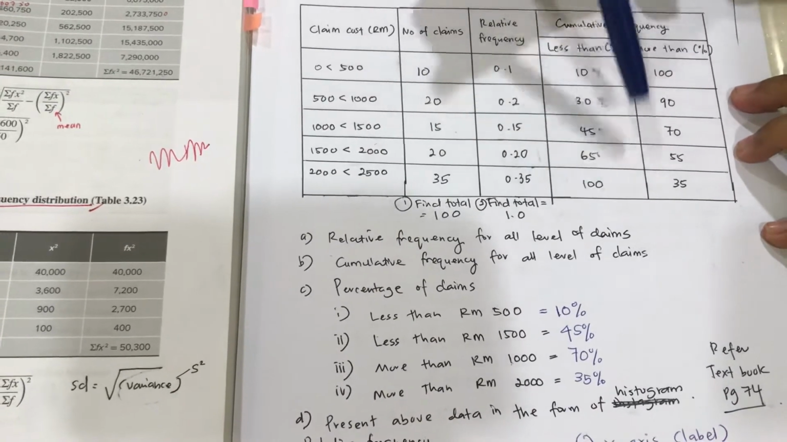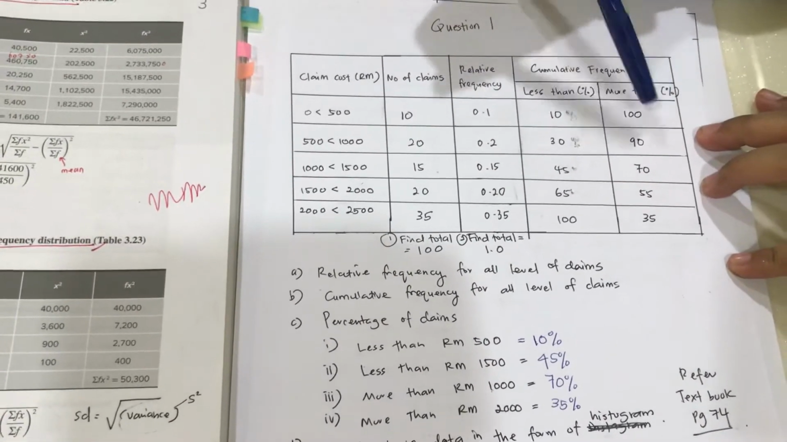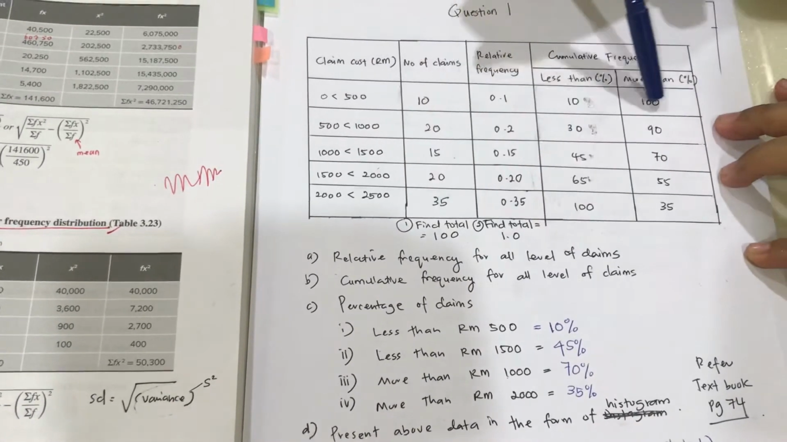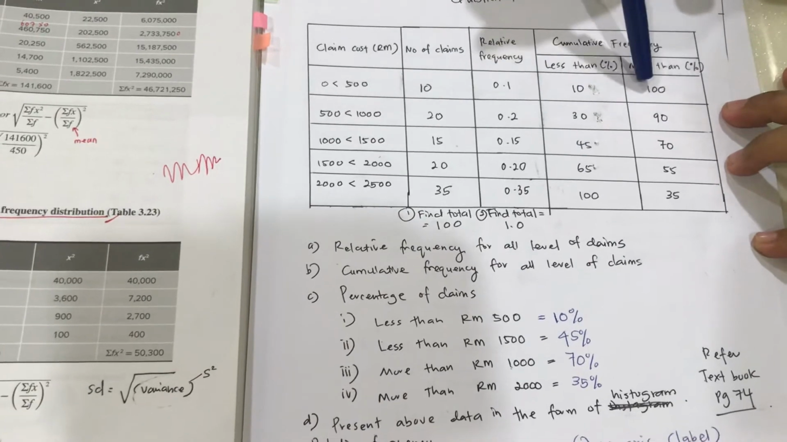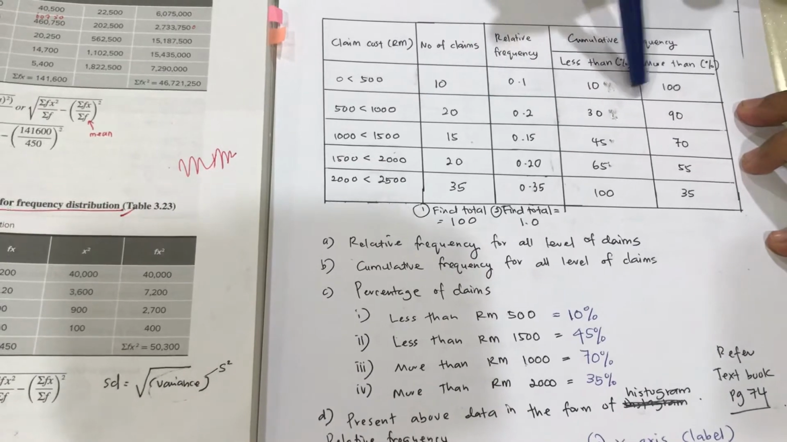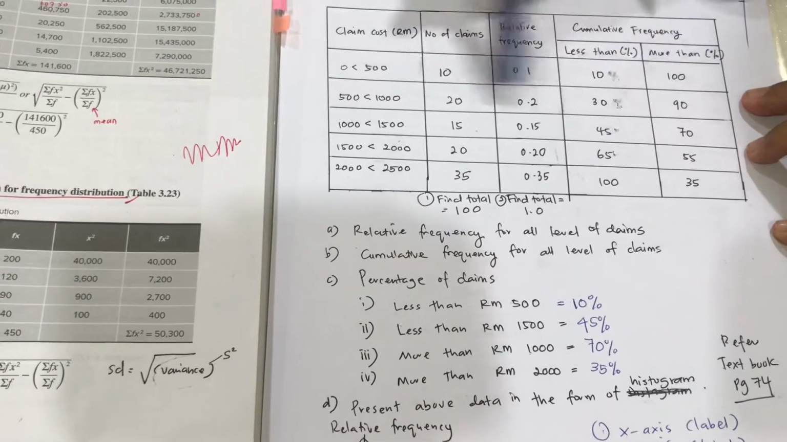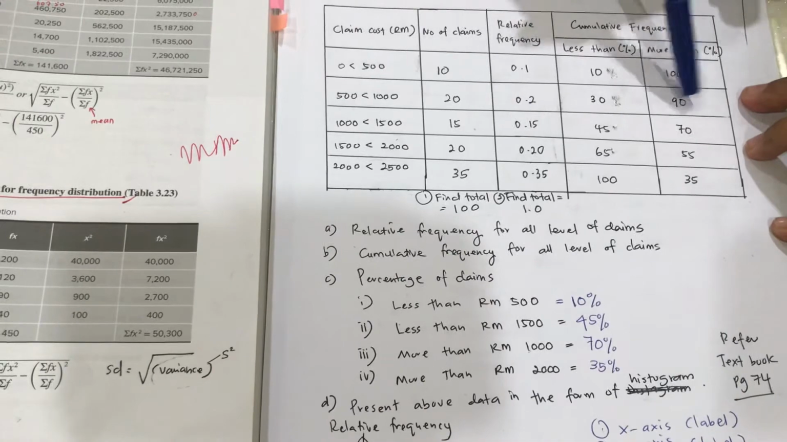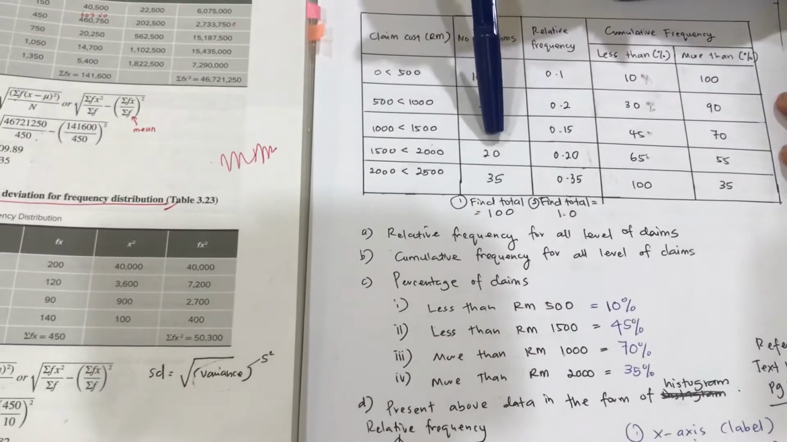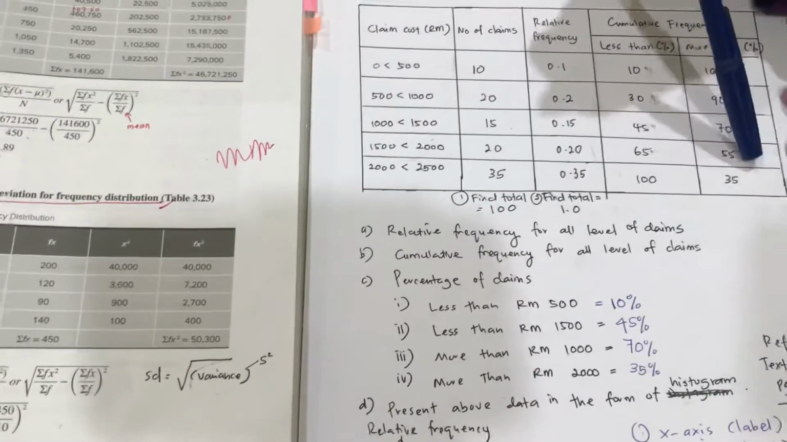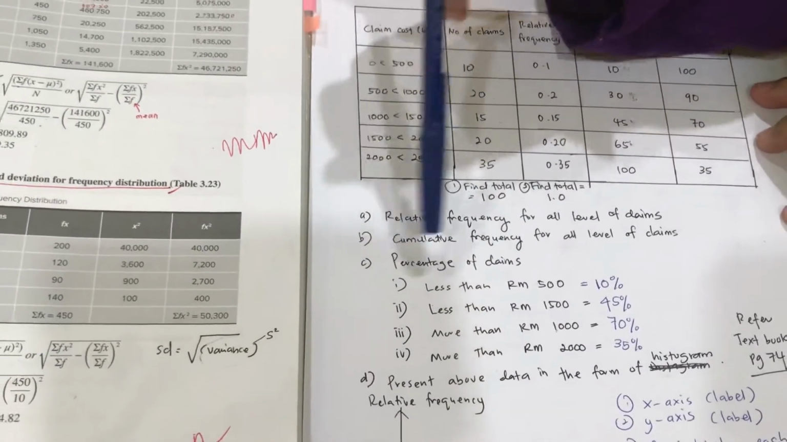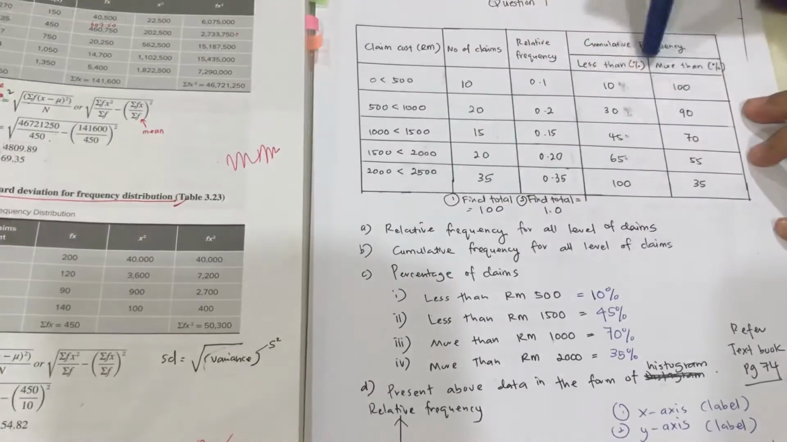It is vice versa for the more than. You start with 100, carry this value up to the first column, and then subtract. You subtract 10, the number of claims, and get 90. Then 90 minus 20 gives 70, 70 minus 15 gives 55, and 55 minus 20 gives 35. This answers question B, the cumulative frequency for all levels of claims.